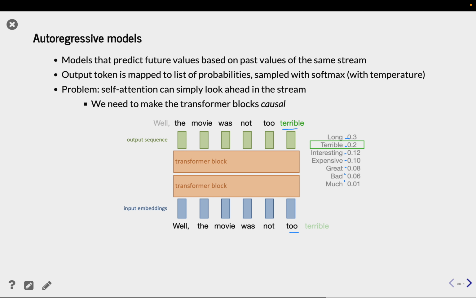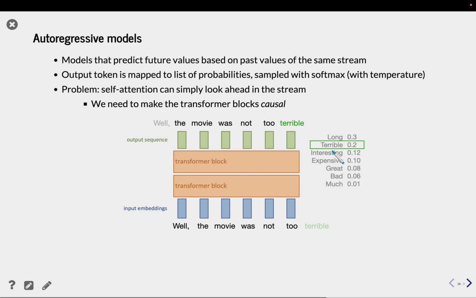So basically what will happen, there will be an output token, and this output token is then combined with a huge matrix called the decoder matrix. If you combine this token with the decoder matrix, it will give you this whole list of possible words and the probabilities that that's the next word, right? This movie was not too long or terrible or interesting. Those are the most likely next words to occur.